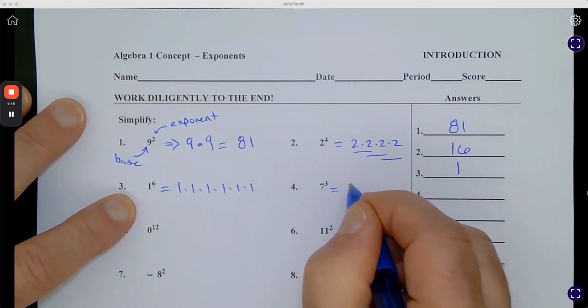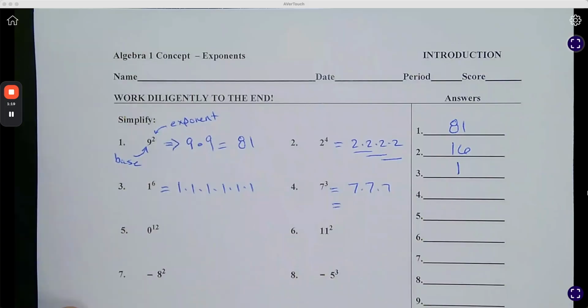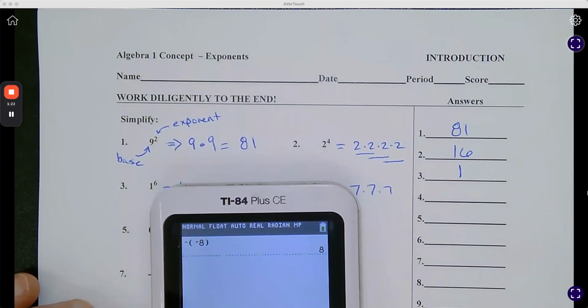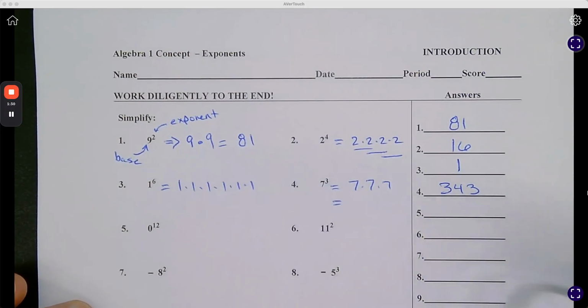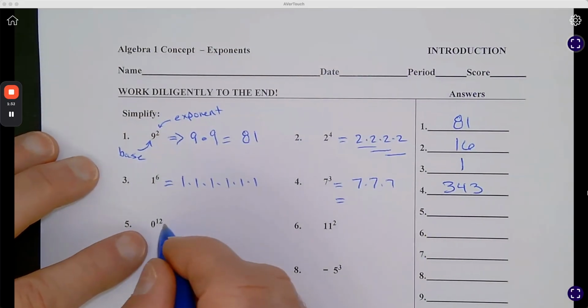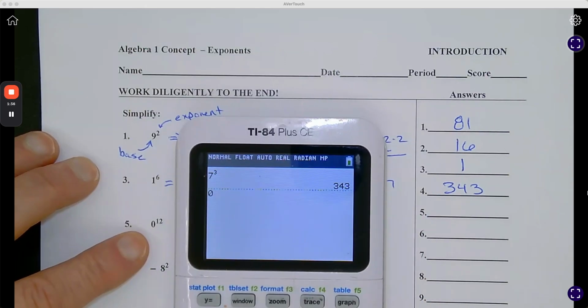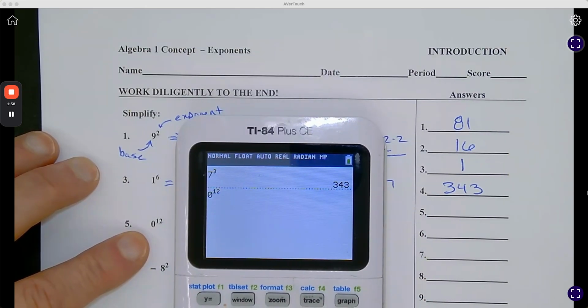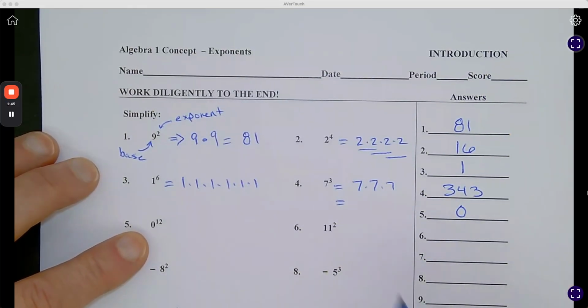7 to the 3rd is 7 times 7 times 7. I can do this one in my calculator. I'm going to hit the base of 7 and then the exponent key and 3, and I get 343. 0 to the 12th power is 0 multiplied by itself 12 times. I am not going to write all those out, but I know 0 times itself 12 times is going to give me 0. Boom.